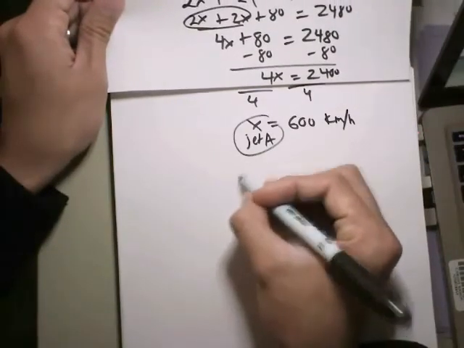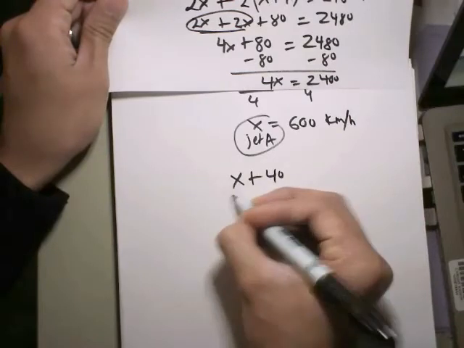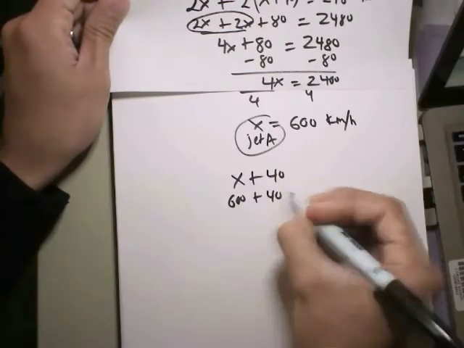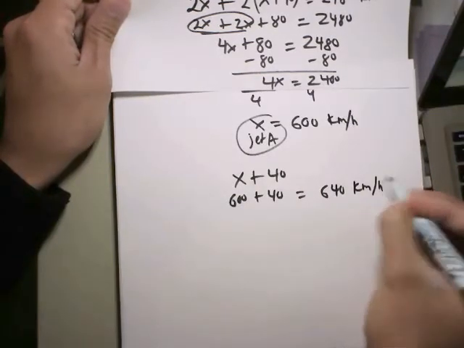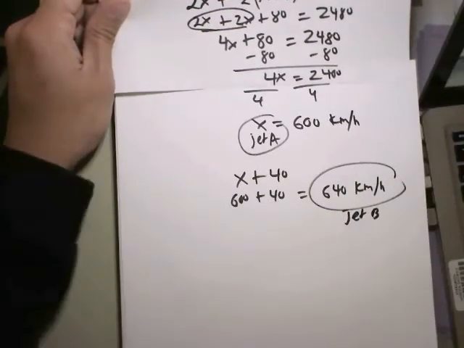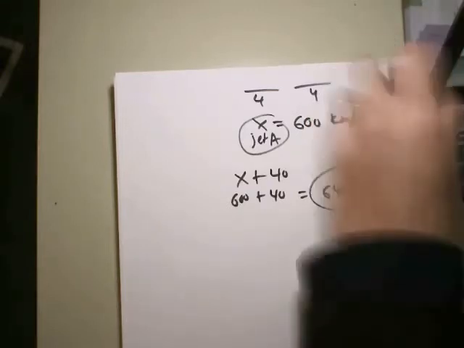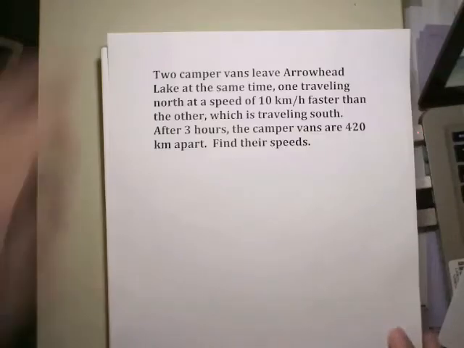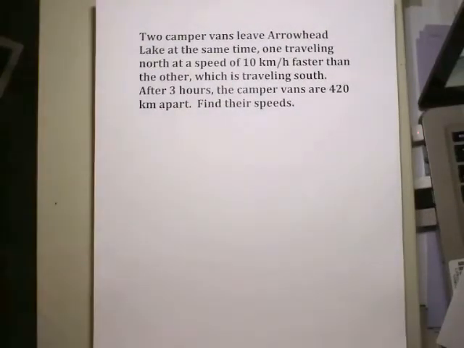So to find it, we just take the speed of jet A plus 40, which is 600 plus 40, will give us 640 kilometers per hour. And this is for jet B. And we got our answer that way. Okay, so with that, please work on this particular problem. Try this. This is also one of the homework problems in the worksheet, so just go ahead and work on that for practice. You can refer back to the previous example as well.